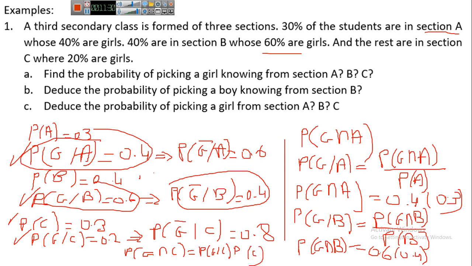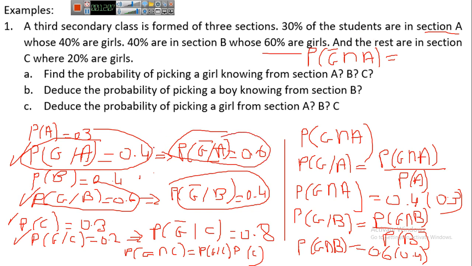Suppose I said find the probability of picking a boy from section A. So I want a boy, not girl, and from section A. I didn't say knowing. I want not a girl and at the same time A. So I go here to the given. I want G bar and A, so this is G bar and A.